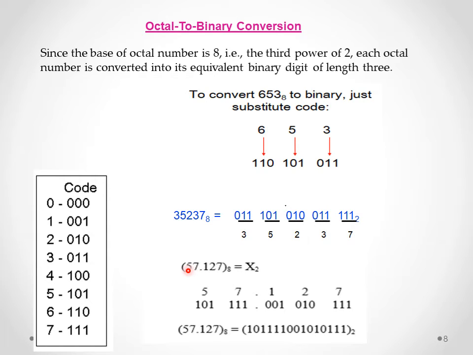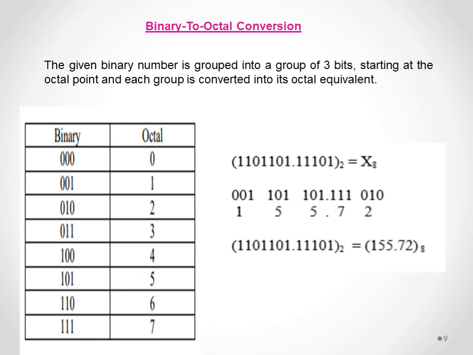The next question is 57.127. Here 5 is equal to 101, 7 is 111, then the octal point, then 1 is 001, 2 is 010, 7 is 111. So this is the way to write our final answer.